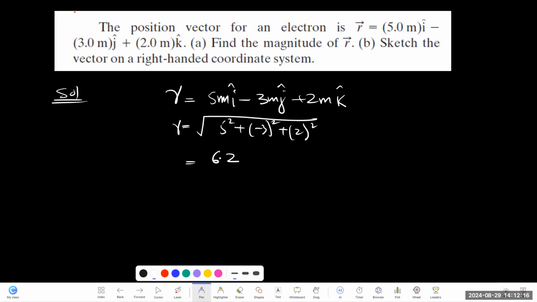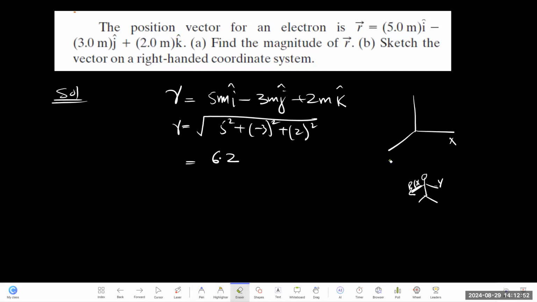Part B says sketch the vector on the right-handed coordinate system. If you look in the book, you'll notice sometimes they say this is x, this is y, and sometimes this is y, this is x. In a right-handed coordinate system, if the person is standing like this, their right hand is x. So I'm going to say this is x, this is y, this is called right hand.